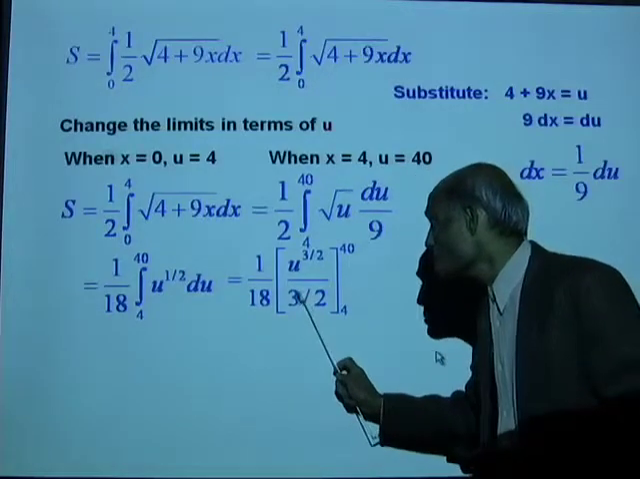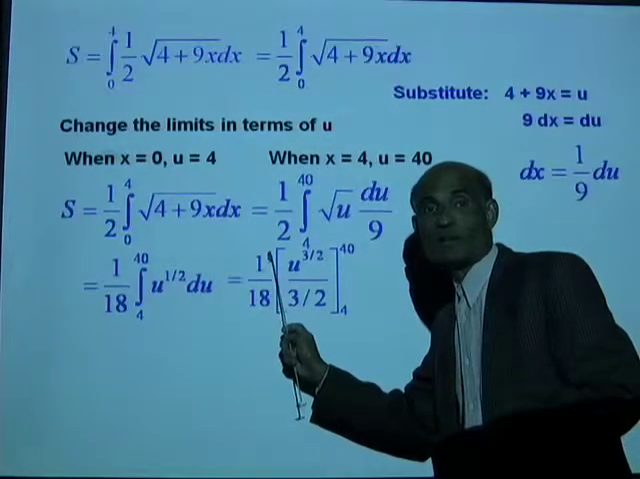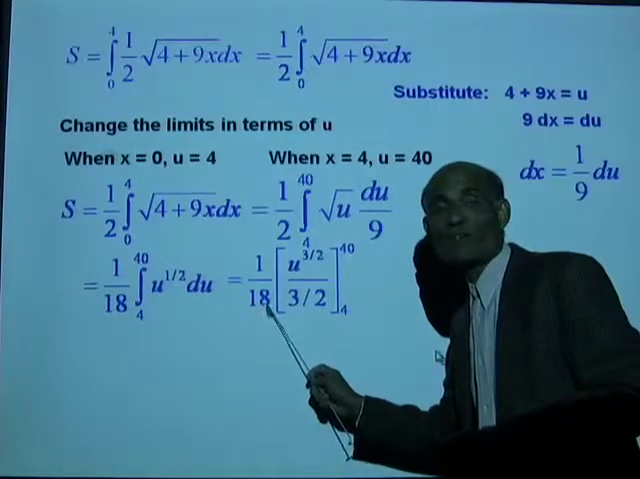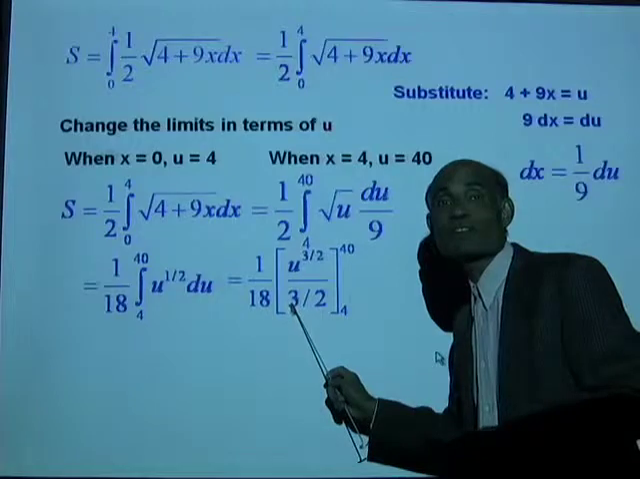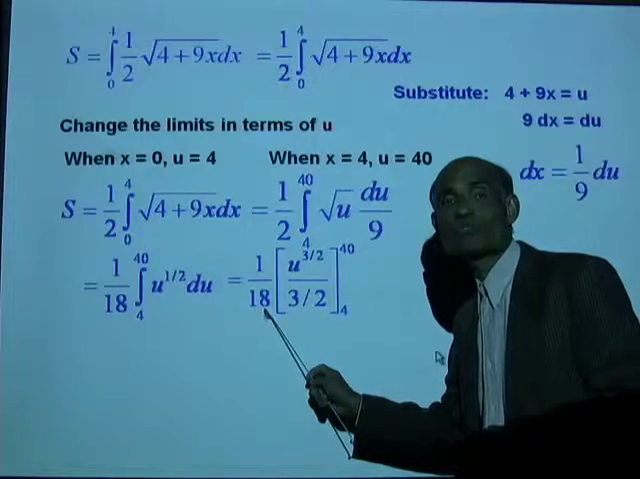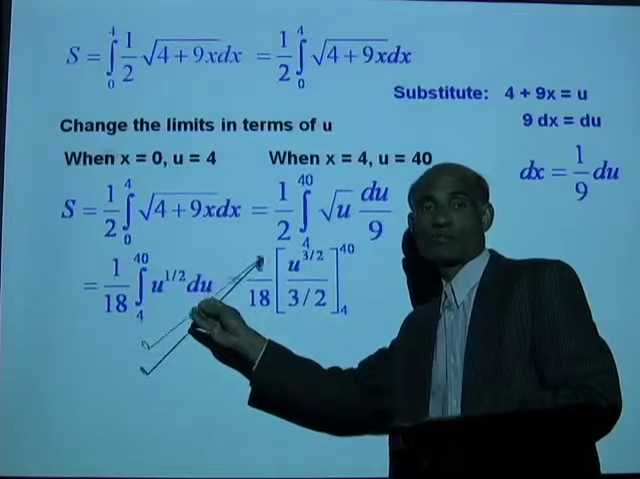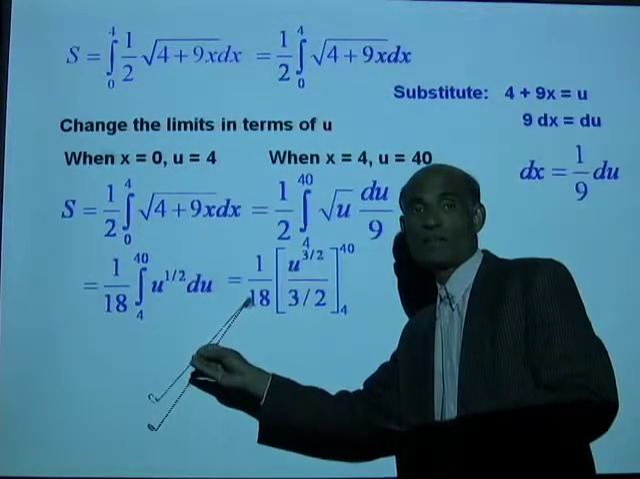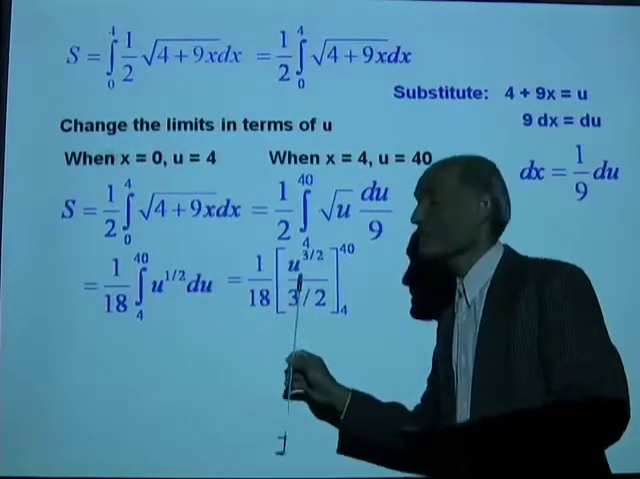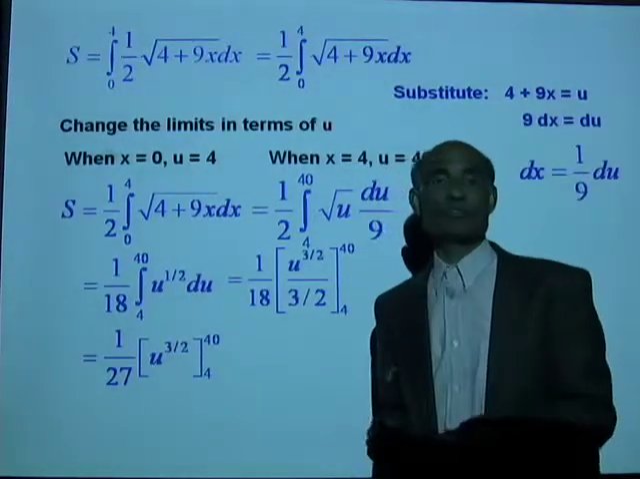And if you remember, with this 3 over 2 on the denominator, the 2 will go up. And the 2 will cancel with the 18, leaving a 9 on the denominator. And 9 times 3 is 27. So the constant will be 1 over 27. So this will be 1 over 27 u to the power of 3 over 2 from 4 to 40.